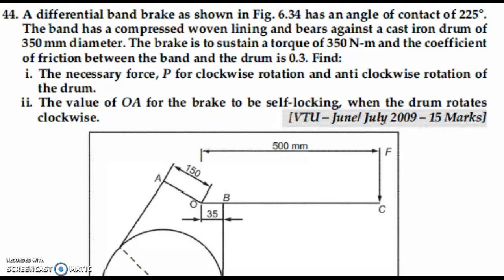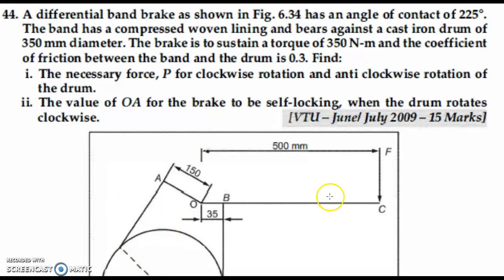The band has a compressed woven lining and bears against a cast iron drum of 350 mm diameter. The brake is to sustain a torque of 350 Newton meter and the coefficient of friction between the band and the drum is 0.3. Find the necessary force P for clockwise rotation and anti-clockwise rotation. Then second one, the value of OA for the brake to be self-working when the drum rotates in clockwise.